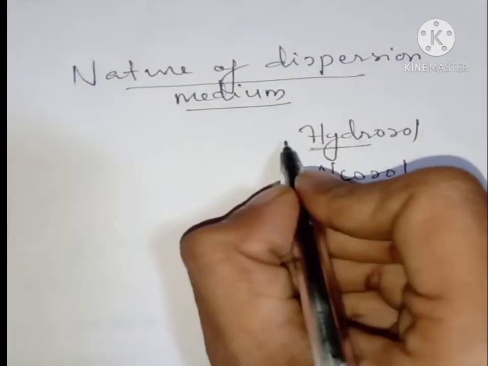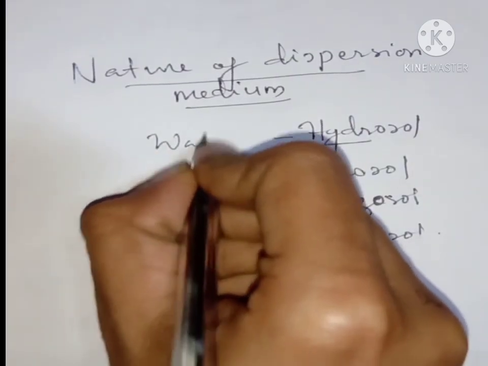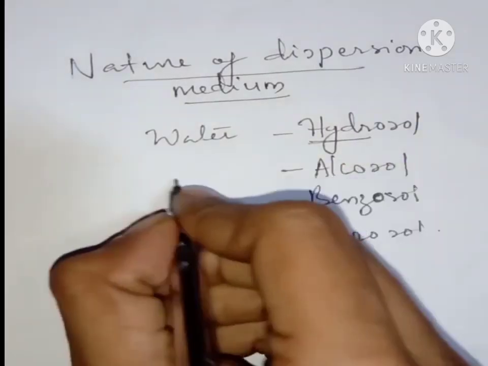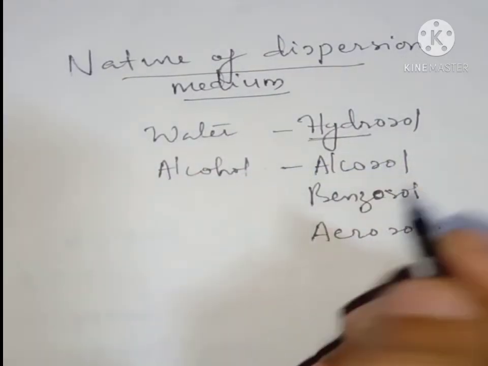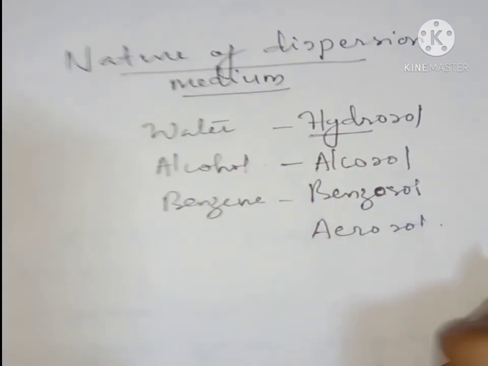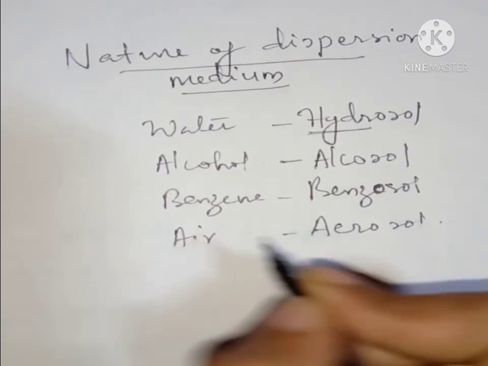The word hydro denotes water. That is, if the dispersion medium is water, then it is hydrosol. If dispersion medium is alcohol, then alcosol. If it is benzene, then benzosol. If it is air, then aerosol.